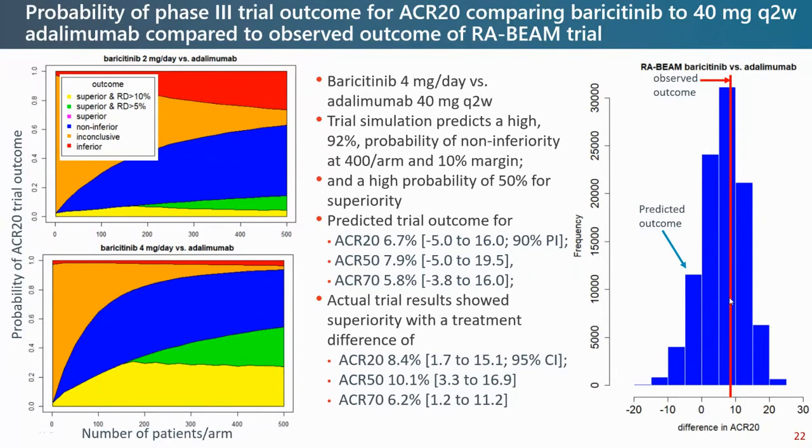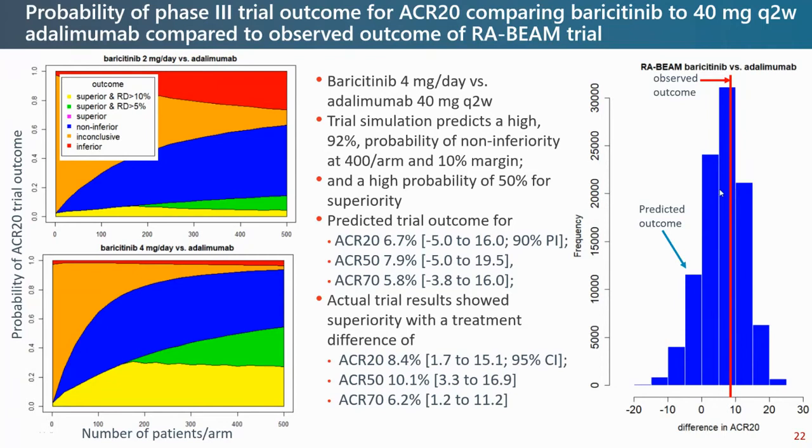And I have to repeat myself. Obviously, this distribution is generated based on phase 2 data alone. We've never studied relative to adalimumab yet. Yet you can see there's quite good concordance between the observed outcome of about 8% to 10% difference on the ACR 20 and 50, and the predicted, about 7 to 8% difference on this particular outcome.